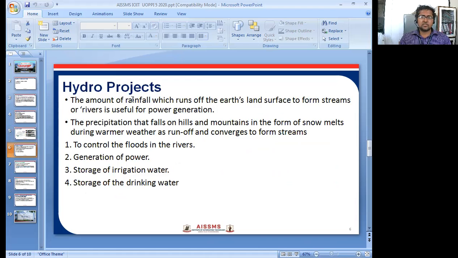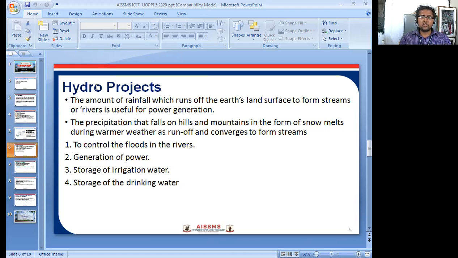And in hydro projects, normally the amount of rainfall which runs over the earth's land surface to form the streams and rivers is useful for power generation. As you know, rainfall will not be available all the time. So rivers, because they always have some water, if that potential energy is transformed to kinetic energy through turbine rotation, then some energy will be generated.